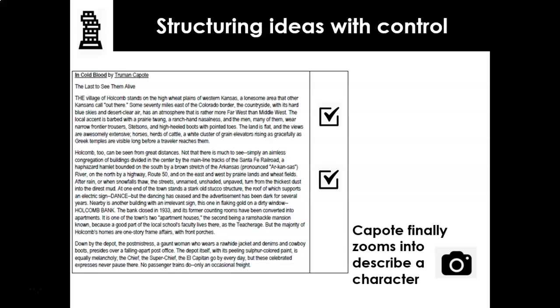Down by the depot, the postmistress, a gaunt woman who wears a rawhide jacket and denims and cowboy boots, presides over a falling apart post office. The depot itself, with its peeling sulphur-coloured paint, is equally melancholy. The Chief, the Super Chief, and the El Capitan go by every day, but these celebrated expresses never pause there. No passenger trains do, only an occasional freight.